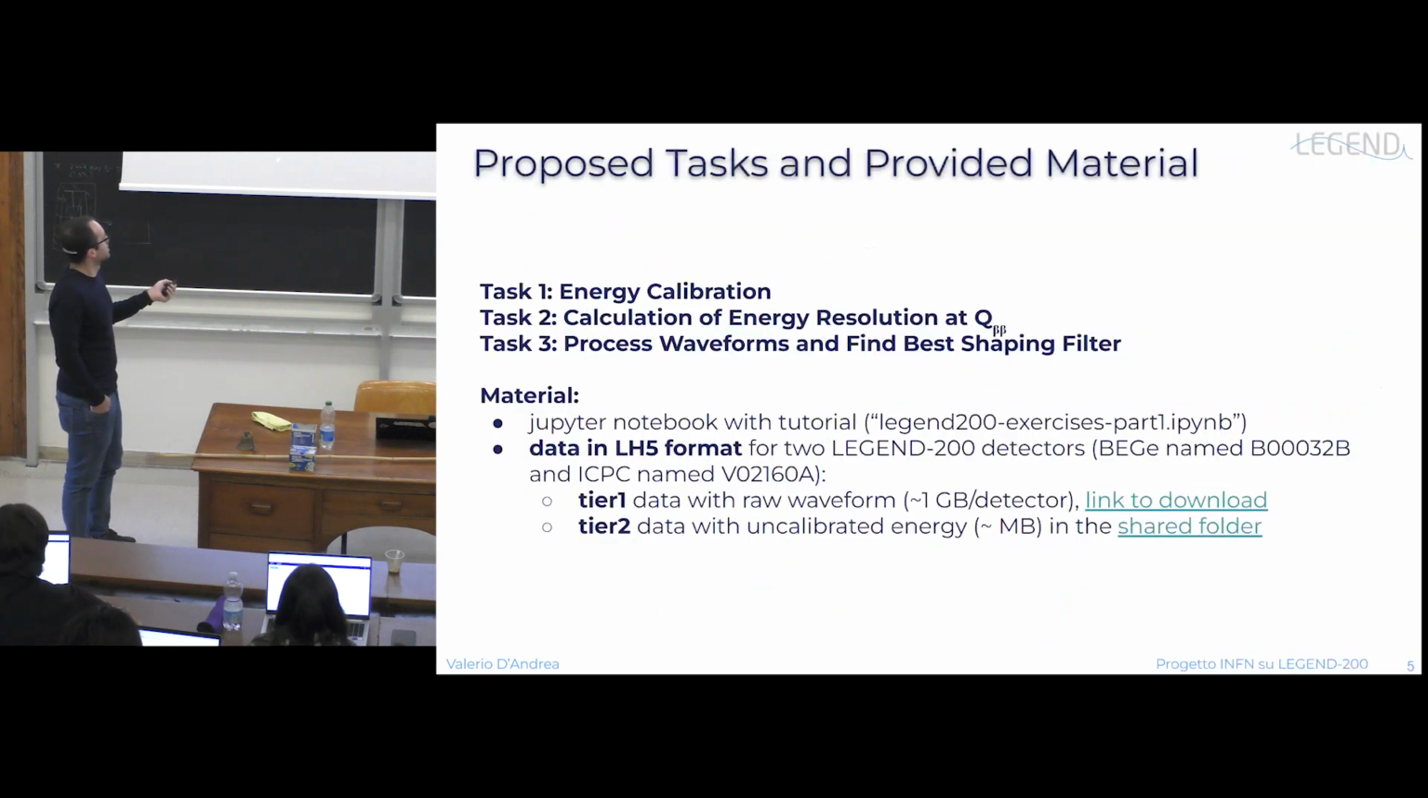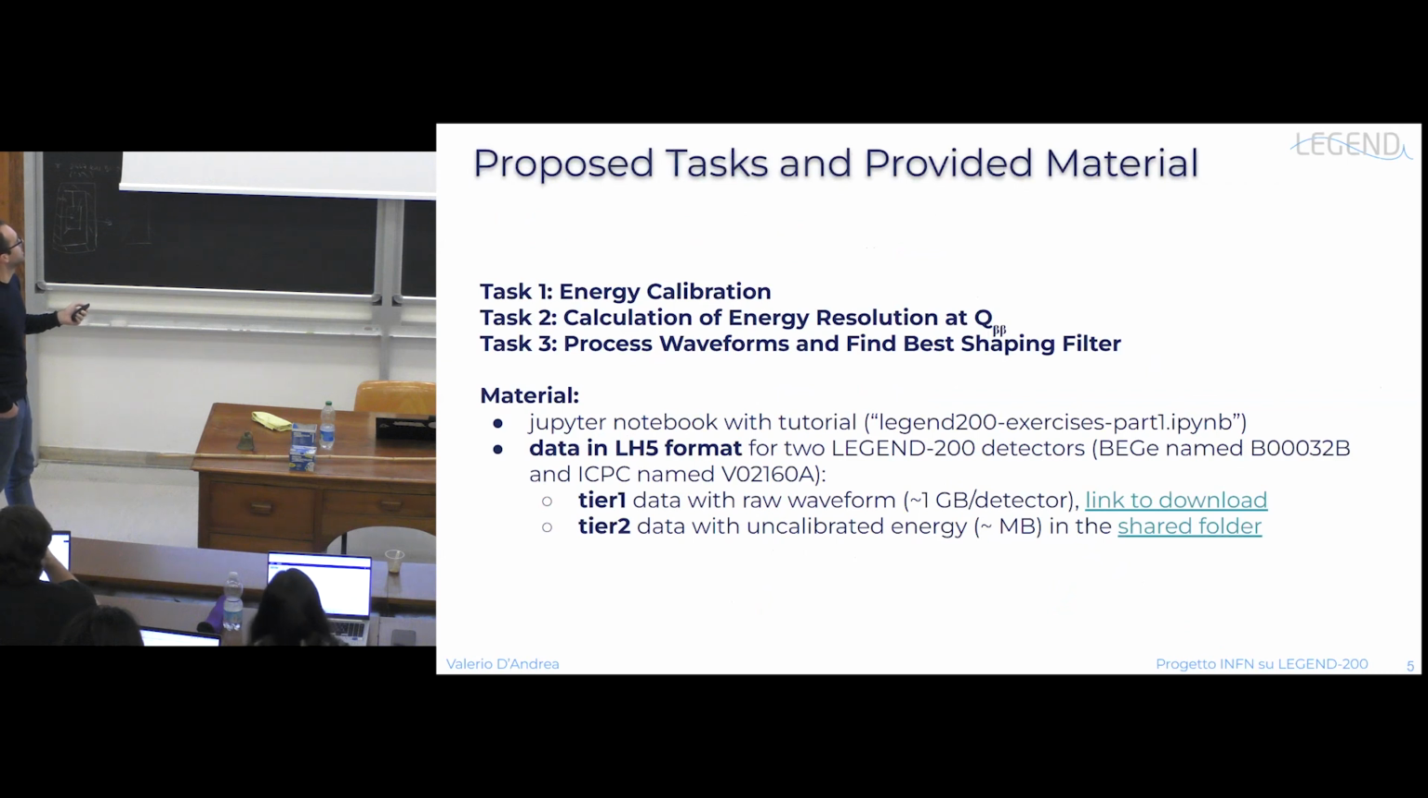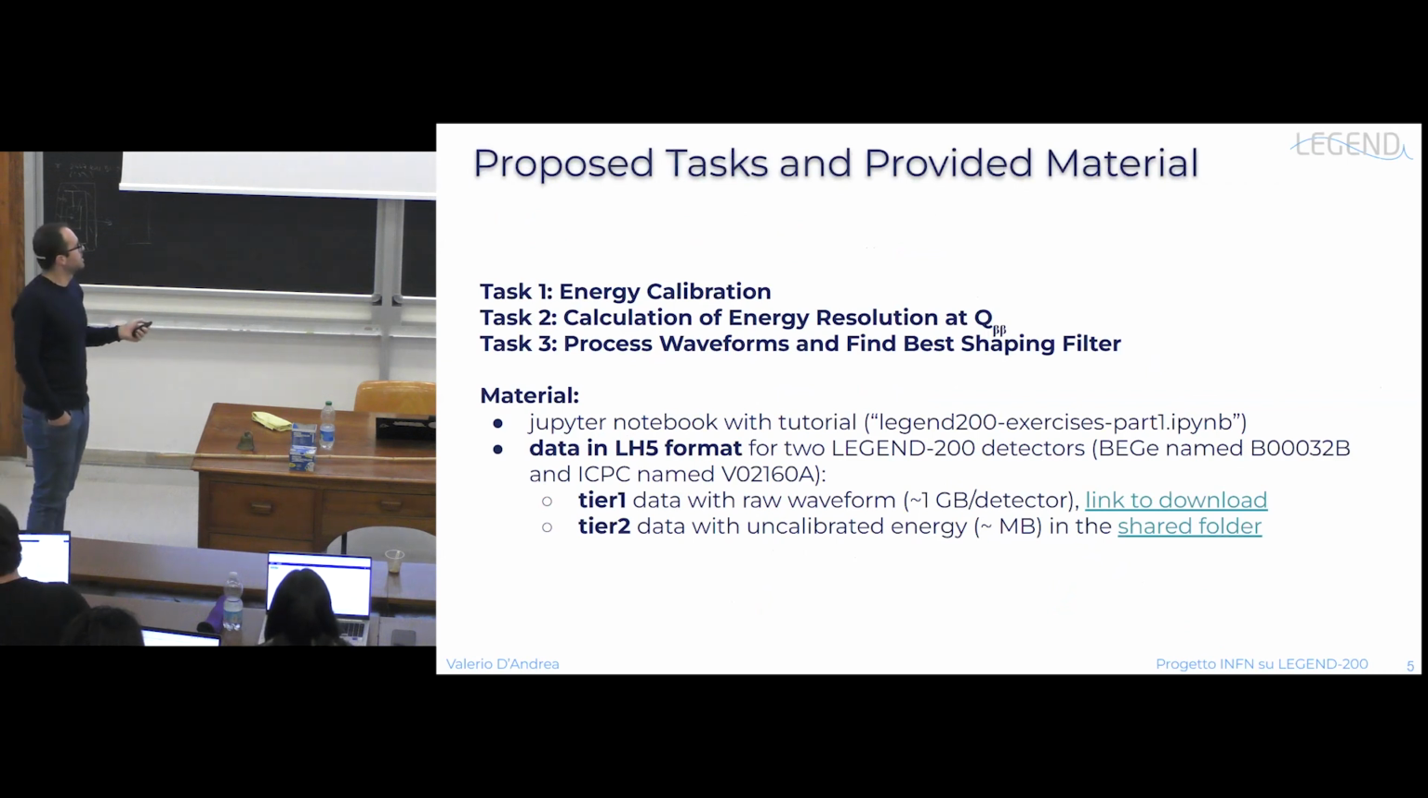It was not possible to put this file in the shared folder because it's a big file, 1 gigabyte for each detector. I added the files for 2 detectors, but if you click on this link, you can download the 2 files. So it's something like 1 gigabyte per file, 2 files in total.